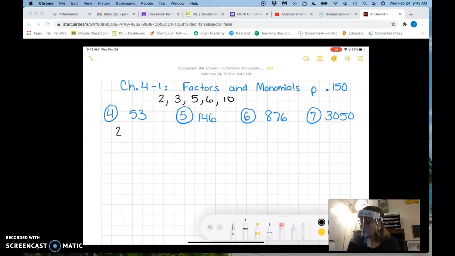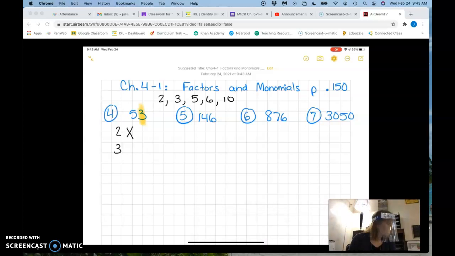Is the ones place in this problem divisible by 2? No. So is this number divisible by 2? Can we divide 53 by 2? No. What about 3? What's the divisibility rule for 3? Add the numbers. 5 plus 3 is 8. Is that divisible by 3? No. So that one doesn't work either. What about 5? What's the rule for 5? Does it end in a 0 or a 5? No.